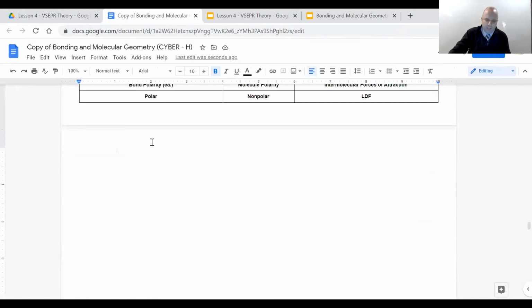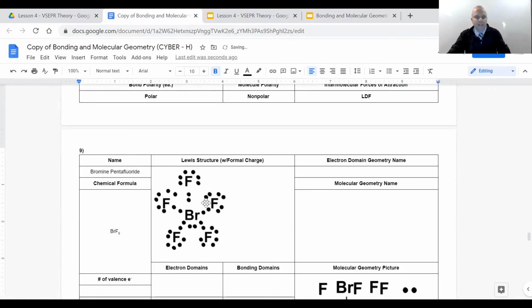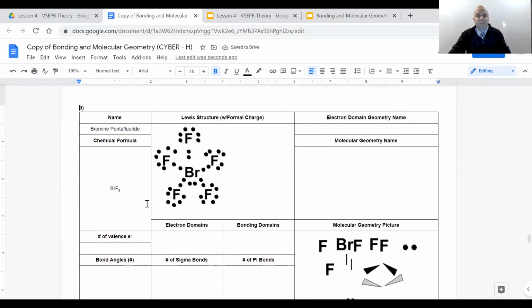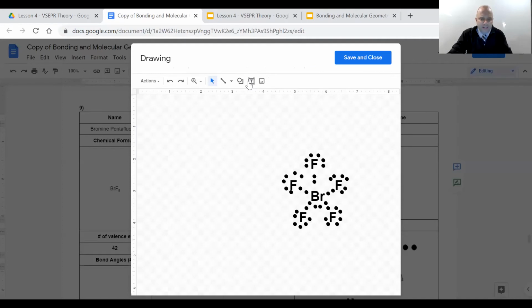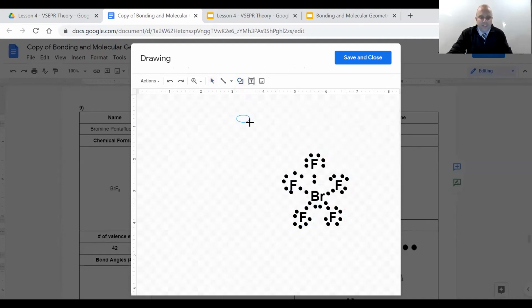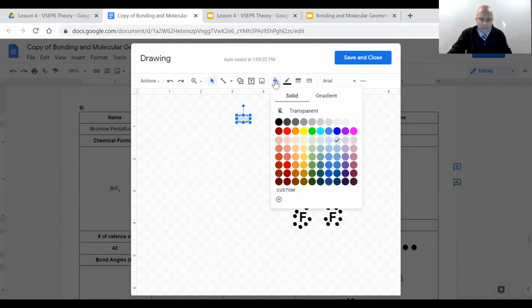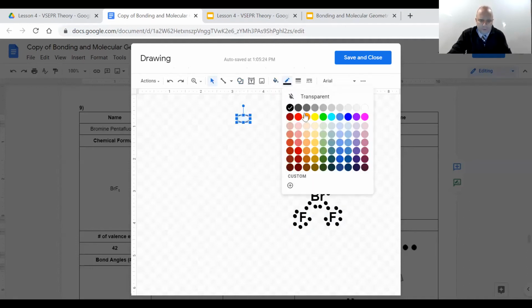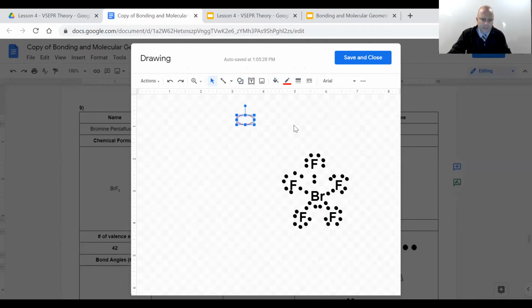We are getting there. Number 9. Okay, let's take a look at number 9. We have 7 fluorines, that's 7 times 5, 35, plus a bromine, 7 more, so that's a total of 42 electrons here. I'm going to go ahead and help you identify bonding and all electron domains, and then of course bonding domains. So I'm going to make this transparent, make it red to start off with, and make it just slightly larger. And I'm going to have 6 domains in this case.